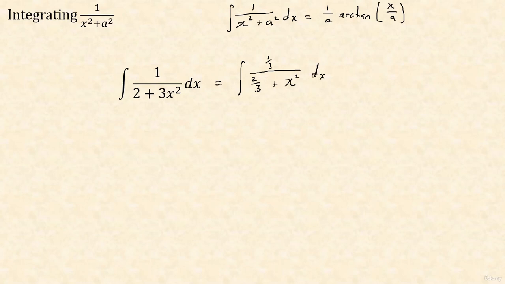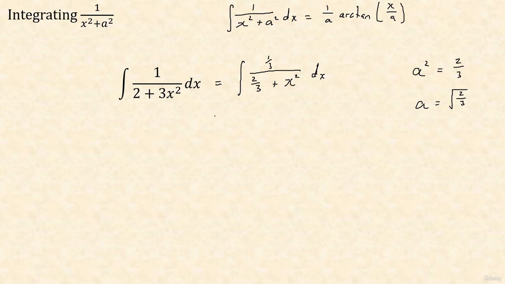And now I've got it in the form I want. It's x squared plus, well, I just need a squared to be 2/3. So it can be useful to just take a note of that on the side. If a squared is 2/3, then a is just the square root of 2/3. I'd always just use the positive root there.